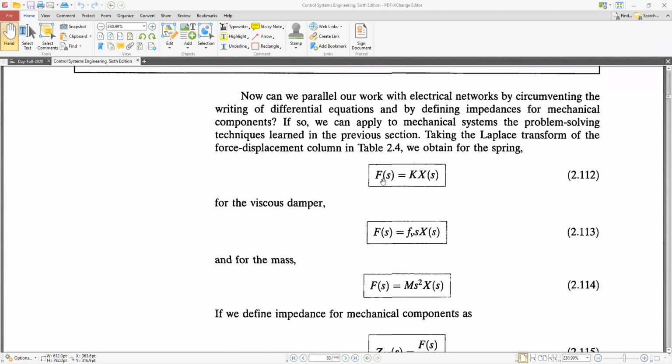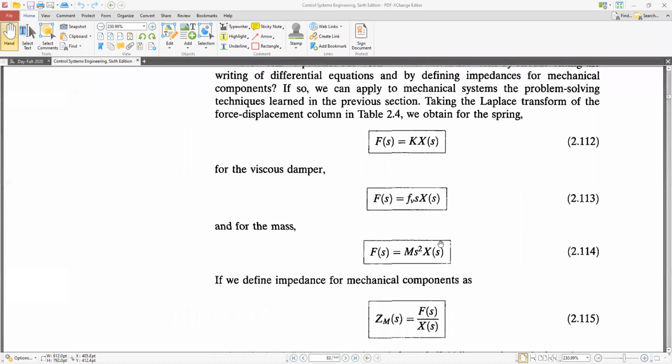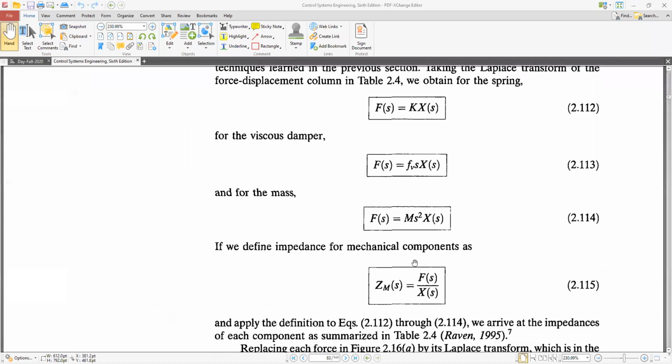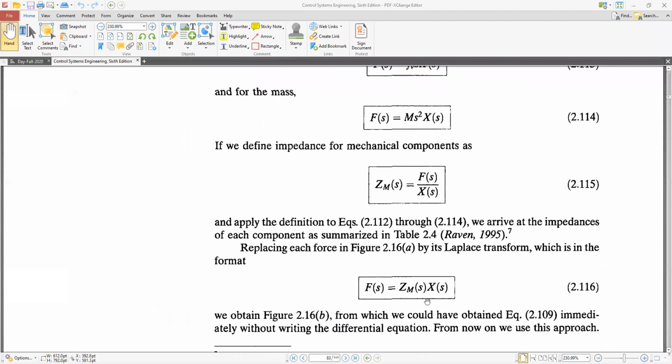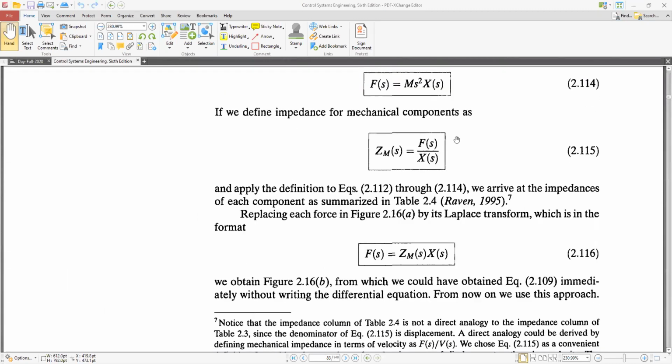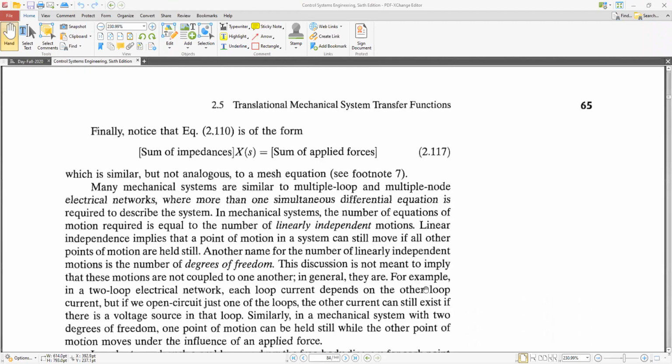For the spring, F(s) is equal to K times X(s). For the damper, fv s X(s). For the mass, m s squared X(s). And for the impedance, F(s) by X(s). Impedance for a mechanical component is F(s) by X(s), or F(s) equals Z_M(s) times X(s). So the sum of impedances times X(s) is equal to the sum of applied forces.